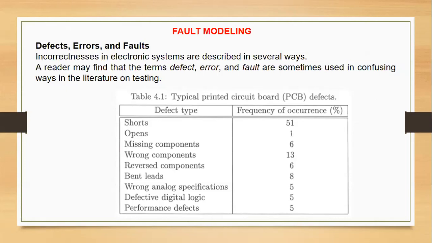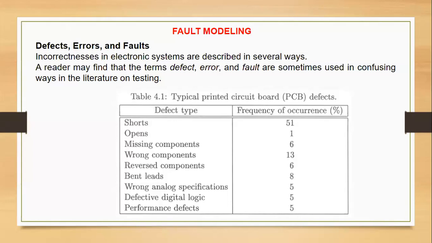Wrong components placed within the PCB circuits can be treated as 13% of occurrence. Next, reserved components. Generally, each and every operational level is defined with some reserved components, so that occurs with 6% of defects. Next, bent leads. In the PCBs, if the leads are bent, it is going to occur with 8% frequency of defects.